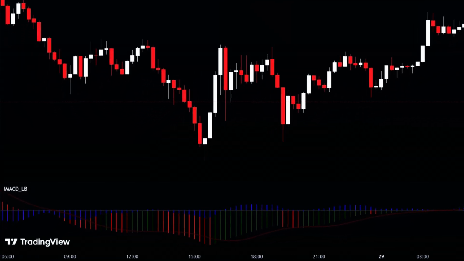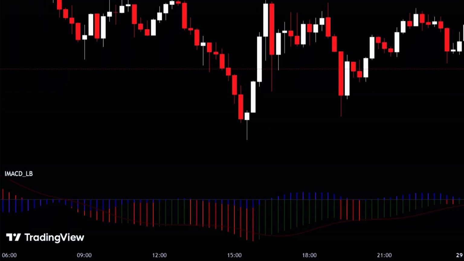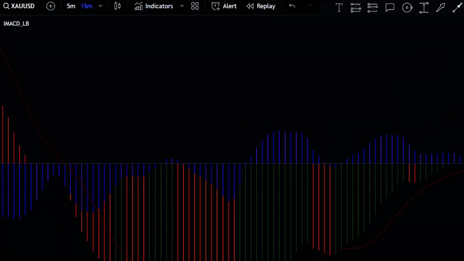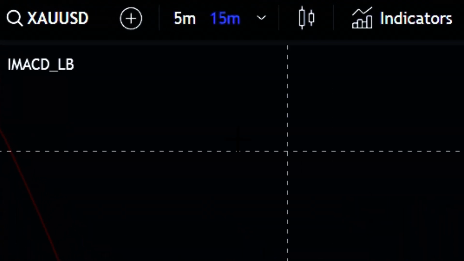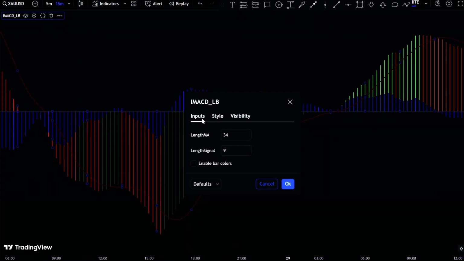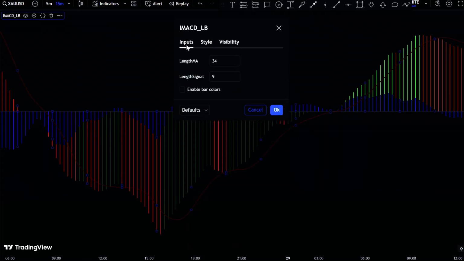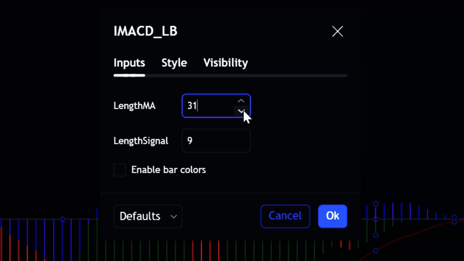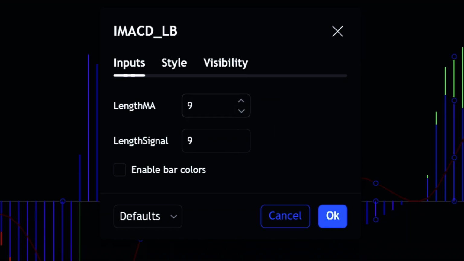Alright, let's get the Impulse MACD rolling in our strategy by tweaking a few settings. First, head over to the input section, and change the length MA to 9. Then switch the length signal option to 7.